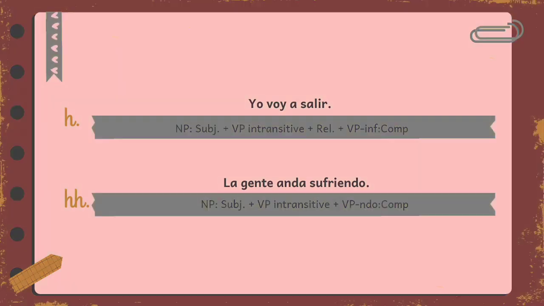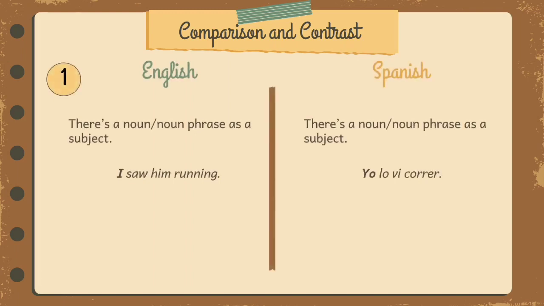Let us now make a comparison and contrast between the English and Spanish variations of the patterns. Number 1. In both languages there is a noun or noun phrase as a subject. In English we have I saw him running, and in Spanish, yo lo vi correr.